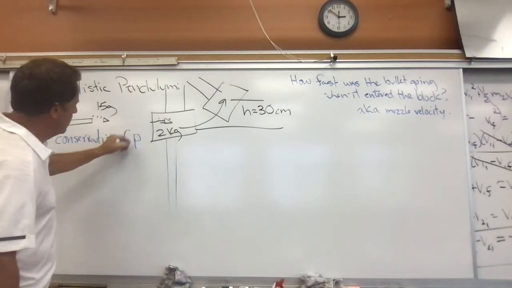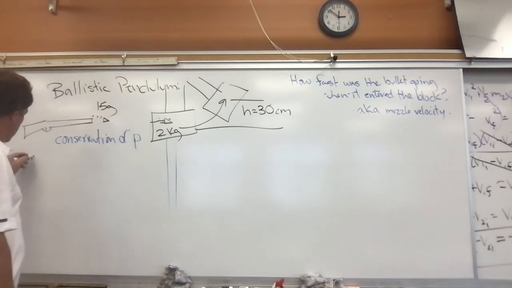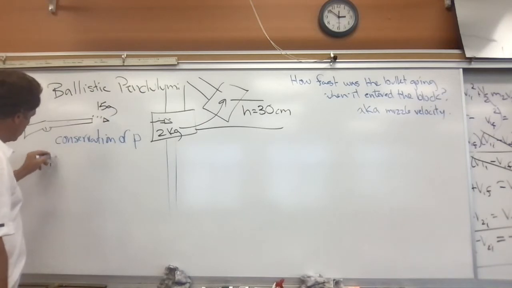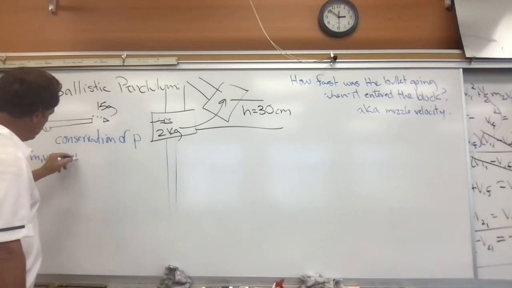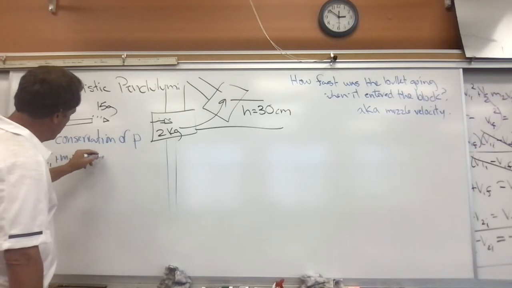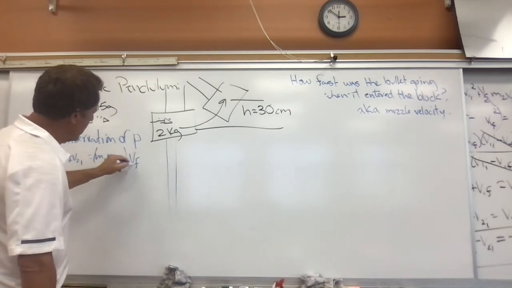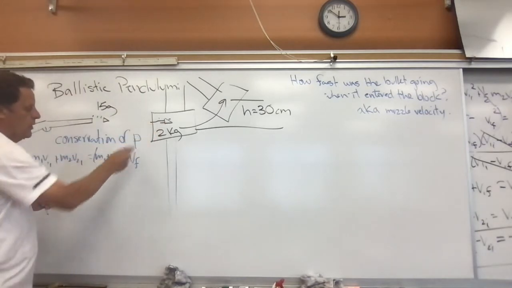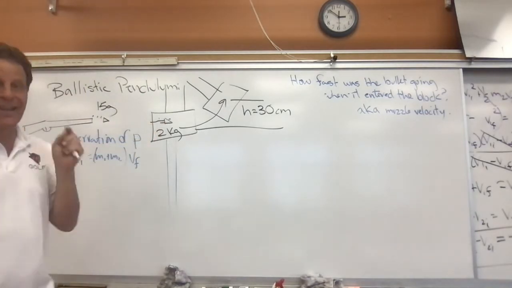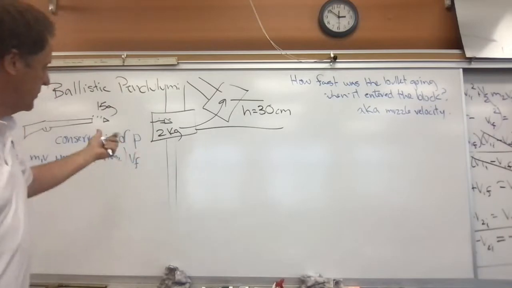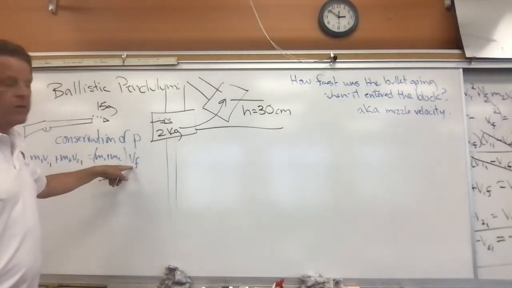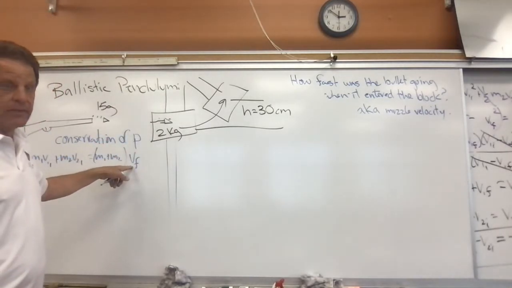Conservation of momentum, or conservation of P. We're going to have m1 v1 initial plus m2 v2 initial is equal to (m1 plus m2) v final. Okay, so we can see when the bullet embeds, that is an inelastic collision, and the two masses are together, and if the two masses are together, their final velocity is going to be the same.